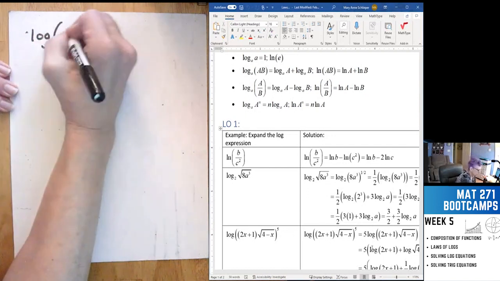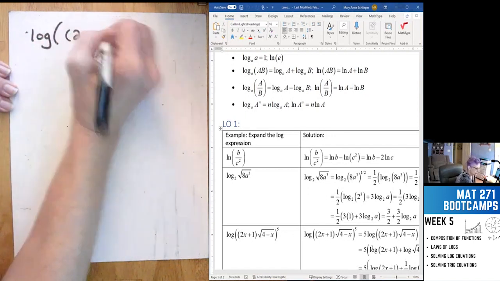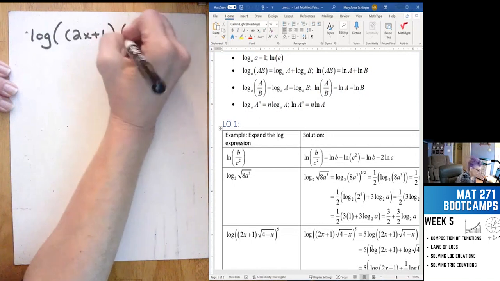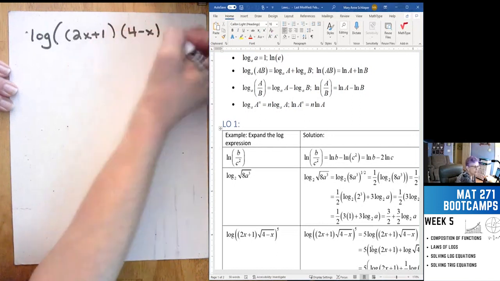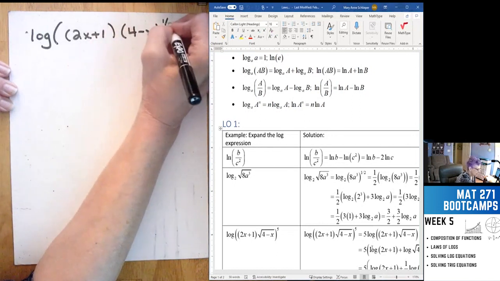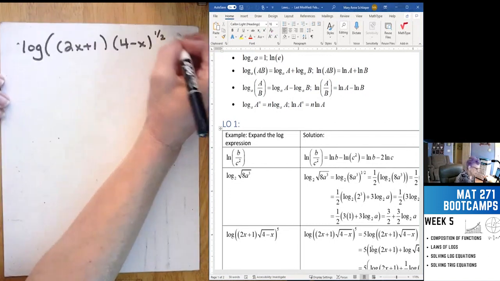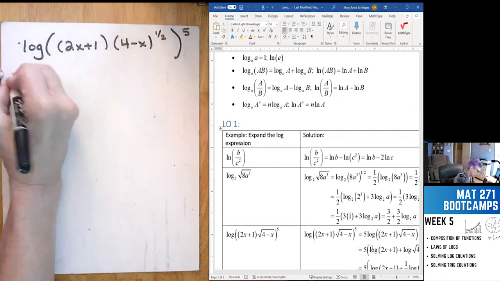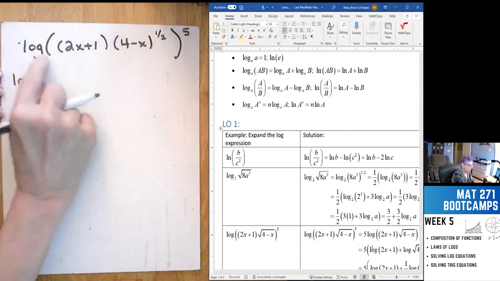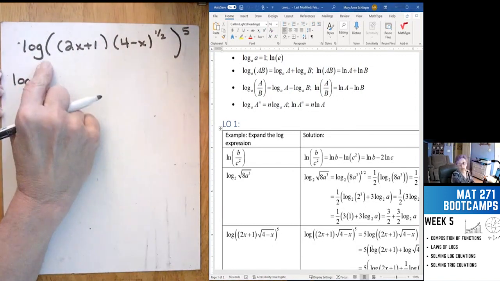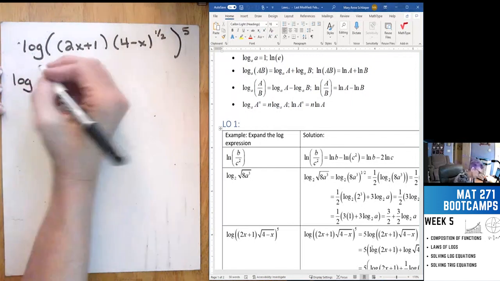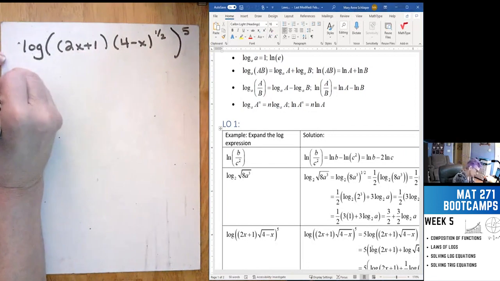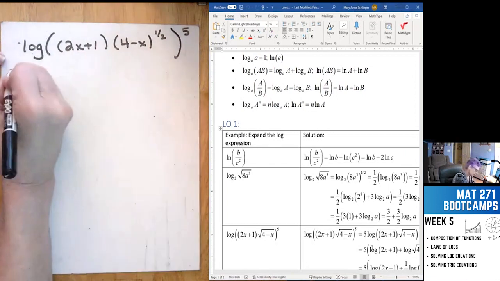Log of 2x plus 1, and I'm going to go ahead and write this as 4 minus x to the 1/2 power, and then all of that is raised to the 5th. And remember, if there is no number down here, that means it's log base 10, the common log. So first thing I'll do is let the 5 fall down.